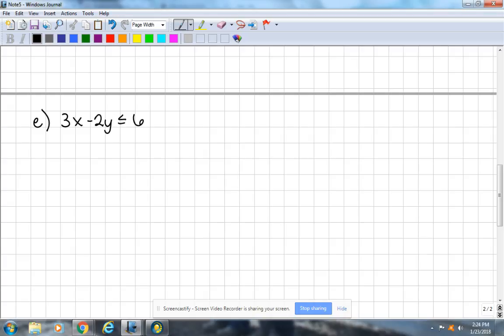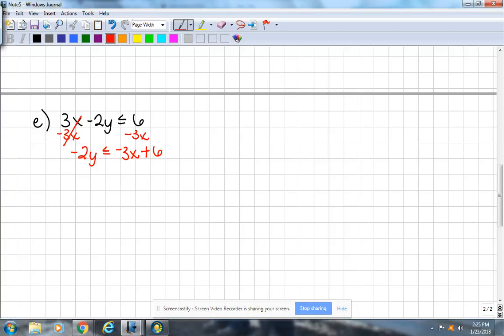Okay, so if it's not in slope-intercept form, obviously, before we graph it, we're going to have to make it look like y equals mx plus b, except not with equals. Well, first I have to get y by itself, right? So subtract 3x, and that gives me negative 2y less than or equal to negative 3x plus 6, because the x part comes in front with slope-intercept form.